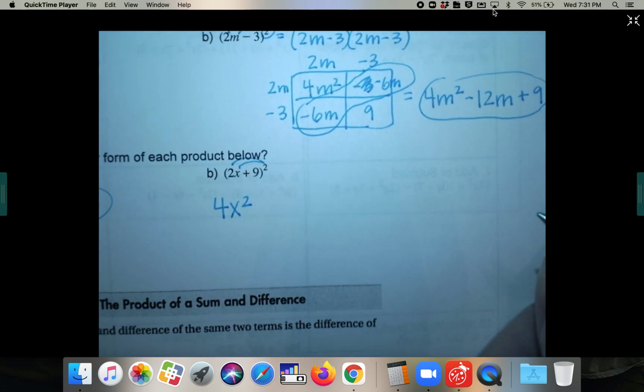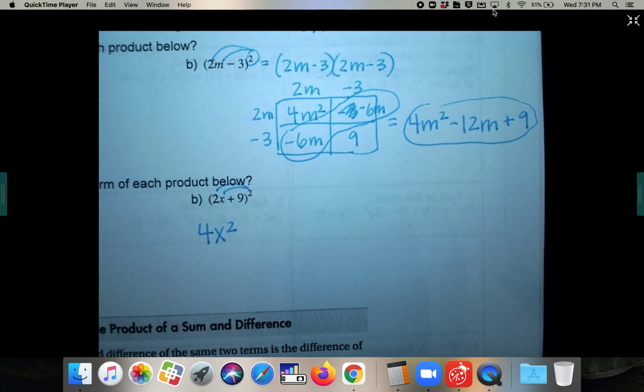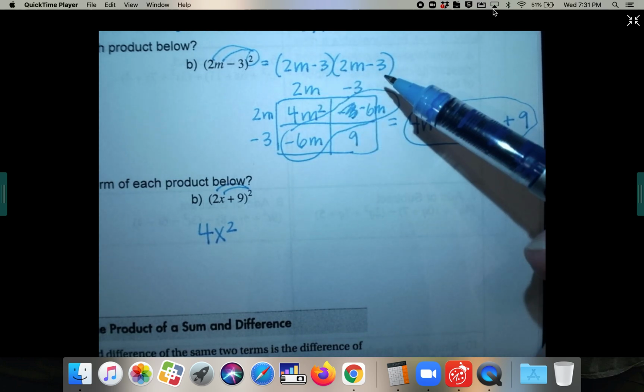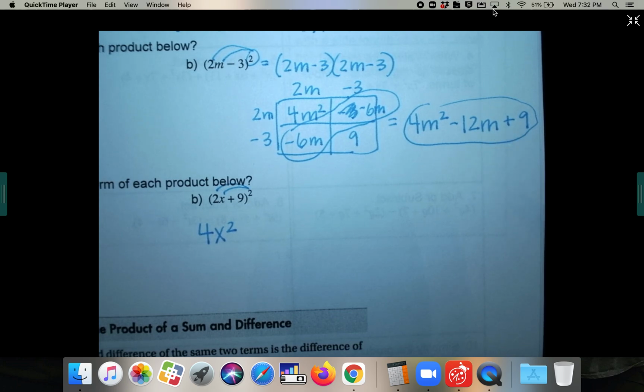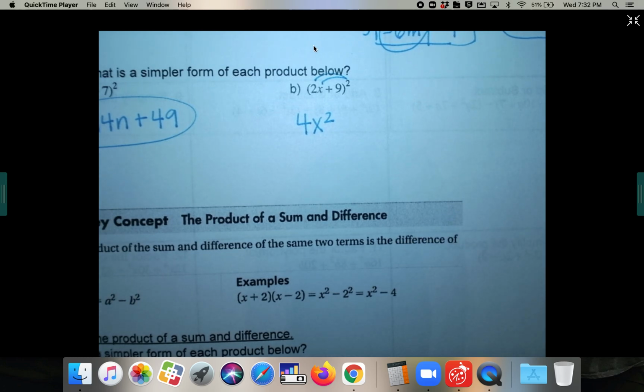And maybe I wouldn't have made that mistake if I would have separated them out and done box method or FOIL method to check. So doing something like this that shows a little more work is a safe bet. It's a good call. But for those of you who like to do this in your head and to know shortcuts, that's what this lesson is all about.